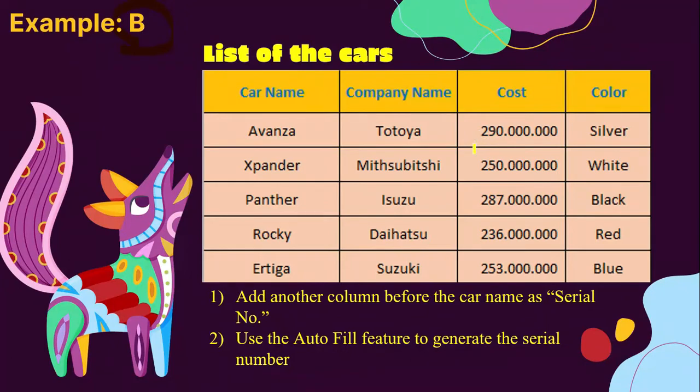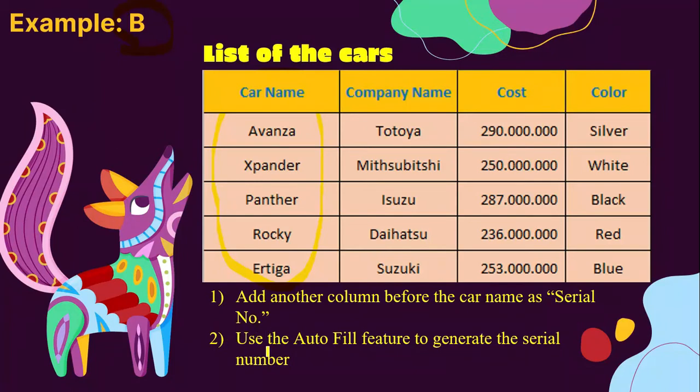290 million, the cost of Avanza. This is the example. You type this one, and the color silver, until here, until 5. And you must know this one. Then add another column before the car names. Before the car name column, add a new column with the name serial number.